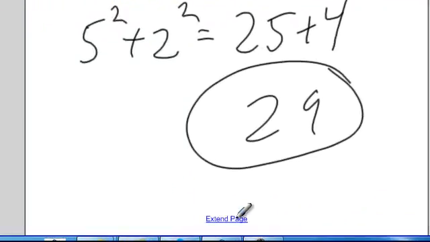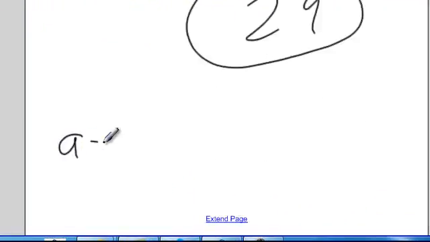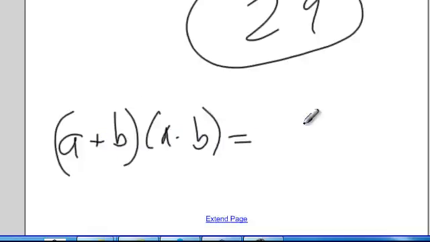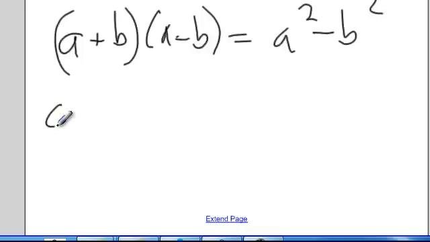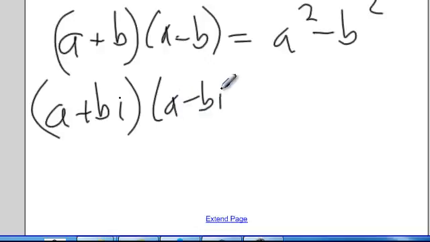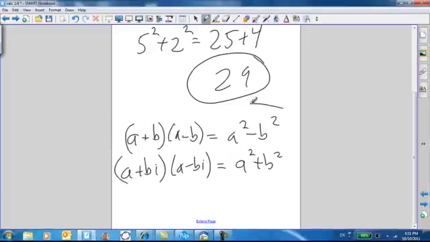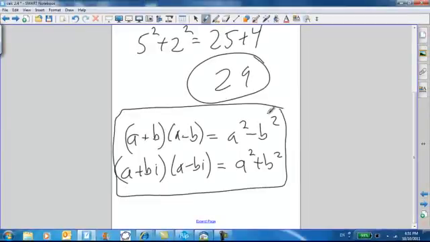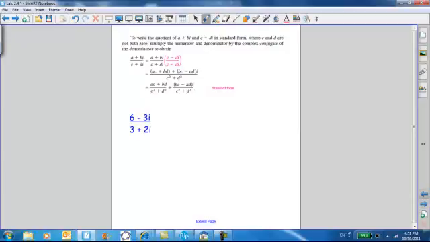So note the contrast though. If it's just a plus b times a minus b, that's a squared minus b squared. But complex conjugates, a plus bi times a minus bi, because the i squared in there changes it, give a squared plus b squared. So note the difference when to use each one of these. It's going to come up here when we're dividing.